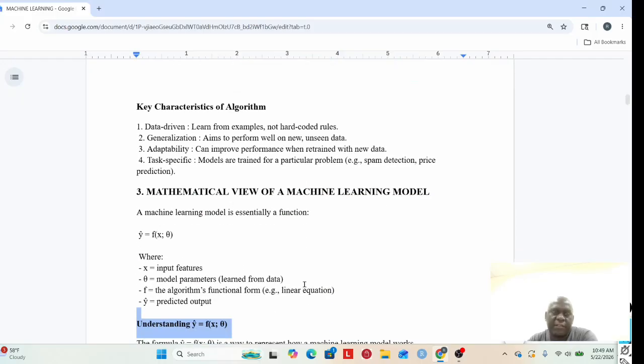So, a few key characteristics of algorithms. One, they're data-driven, meaning you provide it with examples, you provide it with data that it's going to learn from on its own. Two, what they call generalization. It aims to perform well on new unseen data. Basically, based on the patterns it has learned from the information you provided, it's able to look at new data that is completely new to it and solve a problem.